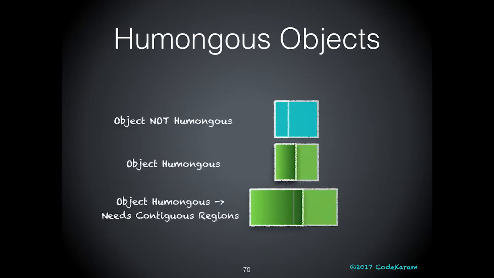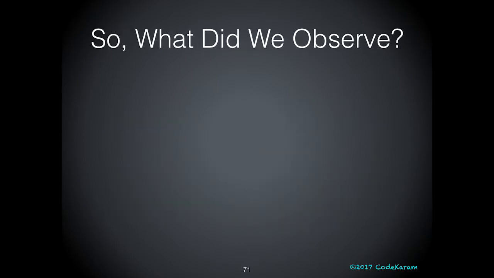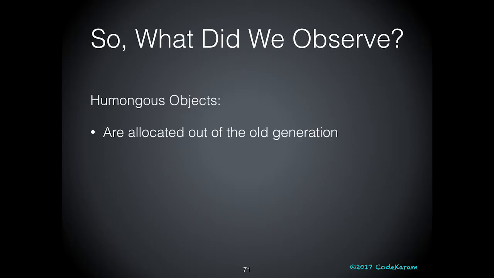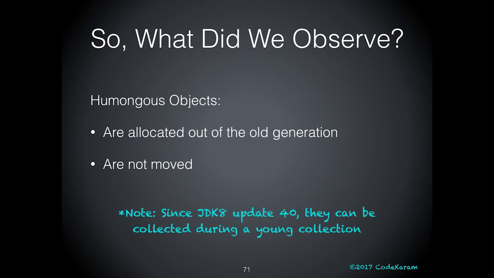So we saw this earlier, right? In that particular case, what did we observe? We observed that they're allocated out of the old generation. They are not moved, right? Unless they're dead, and then they're reclaimed. But you don't move them. They're not included in the copying phase. If they're live, they're expensive to move. You don't want that to happen. Again, I already spoke about that.